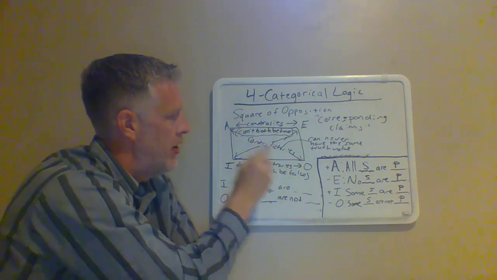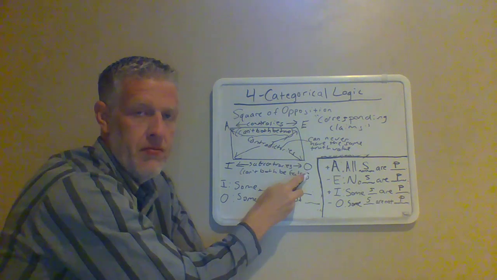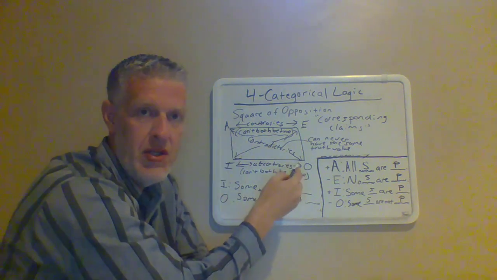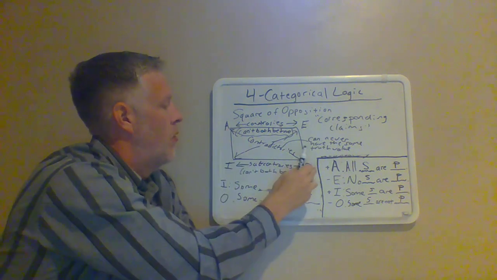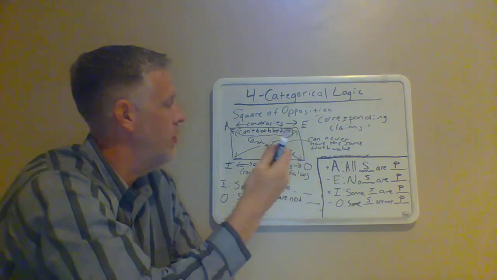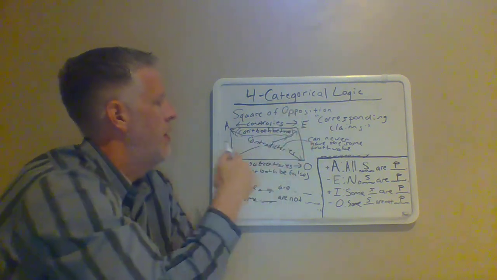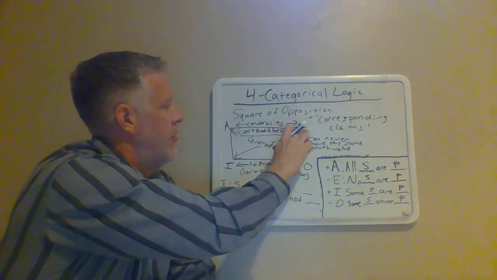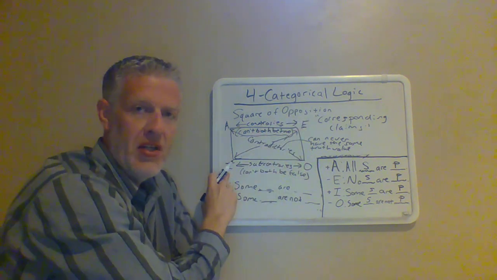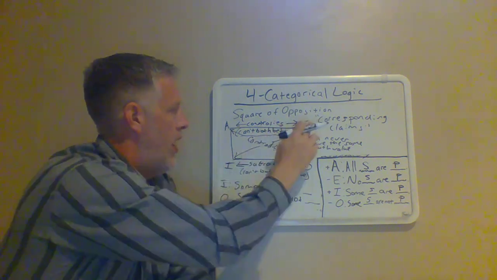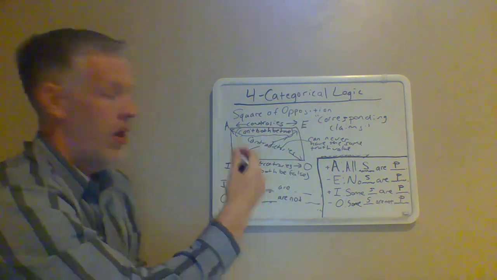But now we're emphasizing the contradictory relationship. If A is true, O has to be false. If A is false, O has to be true. All dogs are cats, if that's false, then some dogs are not cats has to be true. And the opposite's the case as well. No dogs are cats, if that's true, then some dogs are cats has to be false. So opposite truth value, E and I. It works the other way too.